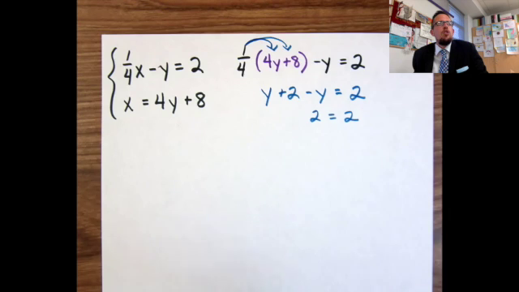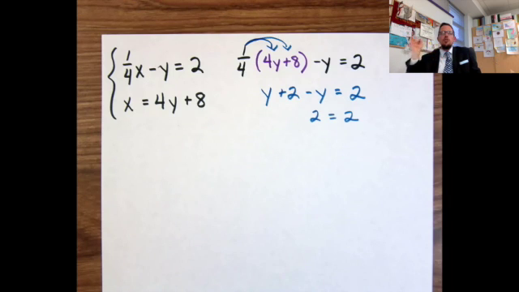When your variables drop out like this, when you are confident your algebra has been done correctly and yet your variables are gone, this is your giveaway that the answer is either no solutions or infinite solutions. When the variables drop out, it's one or the other. It's either none or it's infinite. How do we know which one it is?